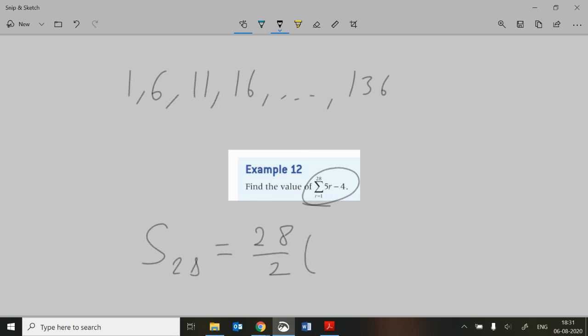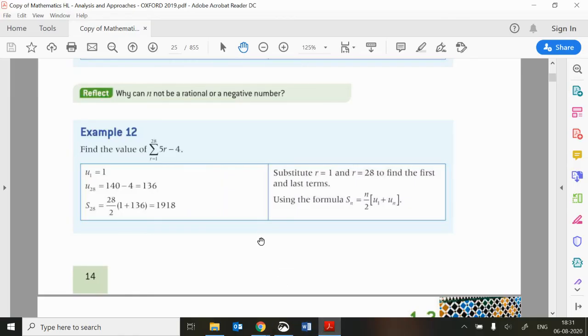Remember, the easier version of this formula is the first term plus the last term. We know the first one. We know the last one. It's easy.